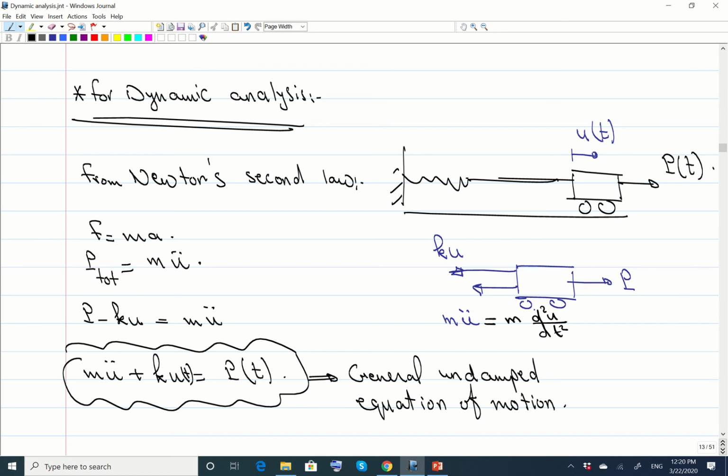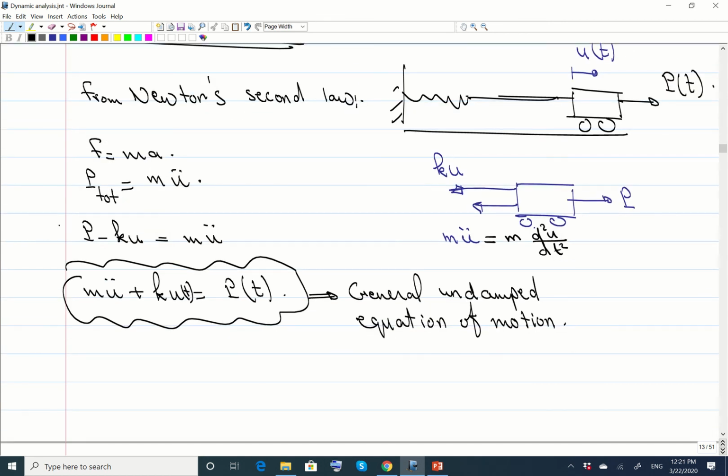Okay, so as you see here in equilibrium, F equals ma, the total force equals m u double dot. The total force that is applied on the object is P minus Ku. So this inertia force comes from the equilibrium here, from Newton's second law. So the total force P minus Ku equals m u double dot. m u double dot is the inertia force, okay? The summation of all three of them, P minus Ku minus m u double dot, has to be 0. Or P minus Ku equals m u double dot.